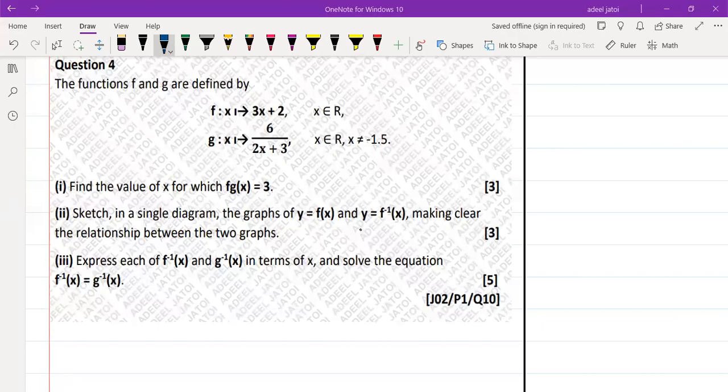Question from June 2002, paper 1, question number 10, question 4 from the book. The functions f and g are defined by f(x) = 3x + 2, g(x) = 6/(2x + 3).